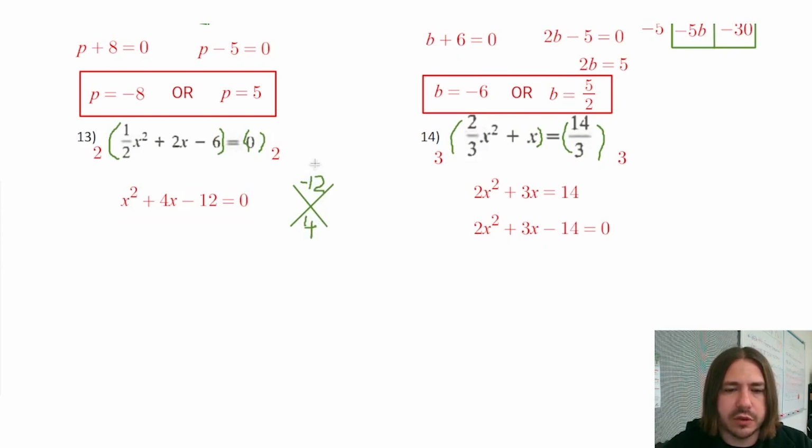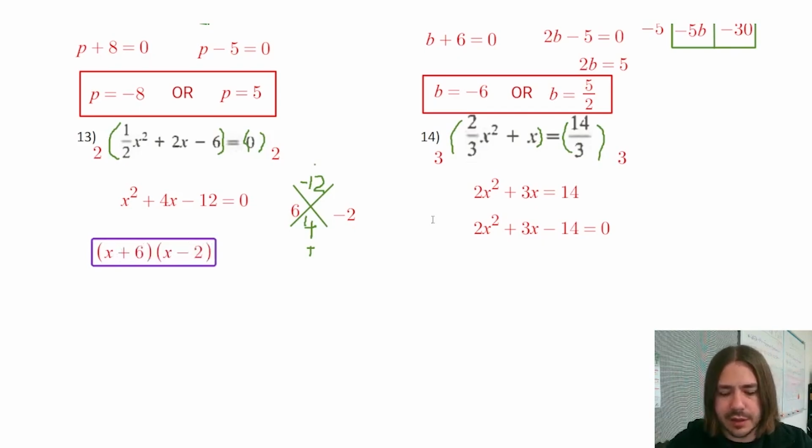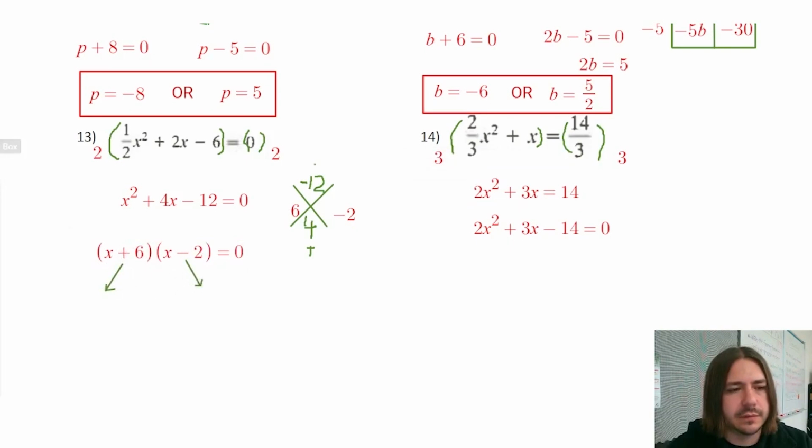Our factors of 12 are 1 and 12, 2 and 6, which that's it. Yep, we're going to have positive 6 and negative 2. My two factors here would be x plus 6 times x minus 2. Now I can set each one of these equal to 0 and solve them individually. X plus 6 equals 0 and x minus 2 equals 0.